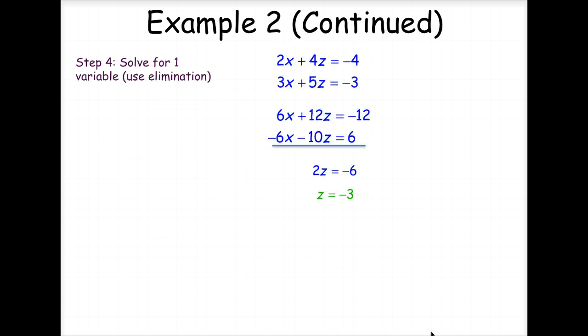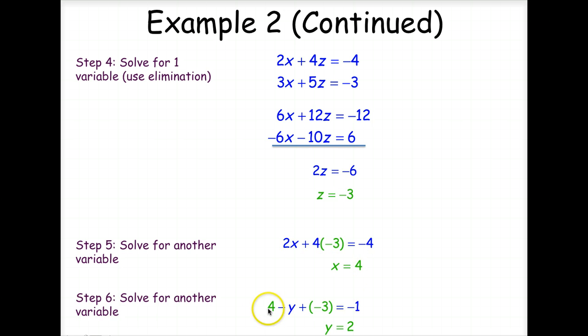With that in mind, we're going to solve by using elimination. So the top equation, we're going to multiply every term by 3. And the second, we've got to multiply every term by -2. So we can eliminate the x and solve for z. Once we've solved for z, we're going to go back into the equation that only has two variables. Plug in the -3 for z and solve for x.